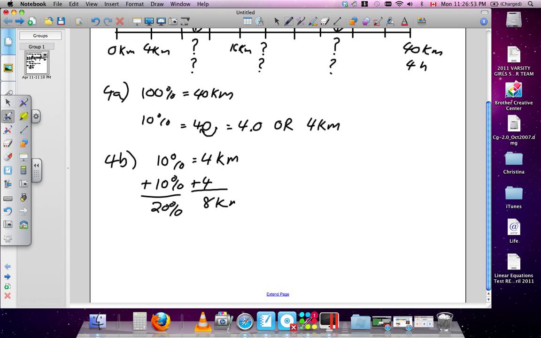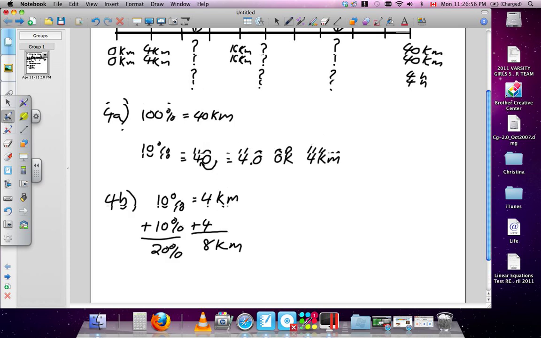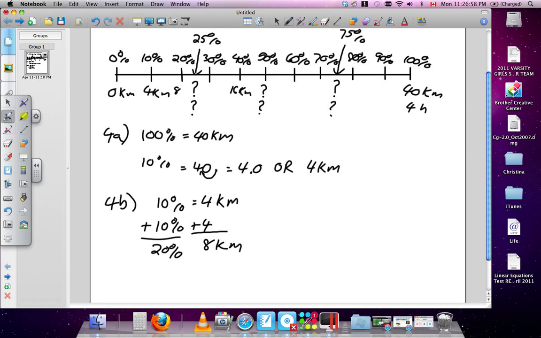So if we go to our number line up here, we can actually start to fill it in. I know 20 is going to be 8 kilometers. All right, let's keep going. Let's add another 10% to 20. That would give me 30%. And that would be adding 4, because 4 is equal to 10%, to our 8. That gives me 12 kilometers. So I know 30% is now 12 kilometers.